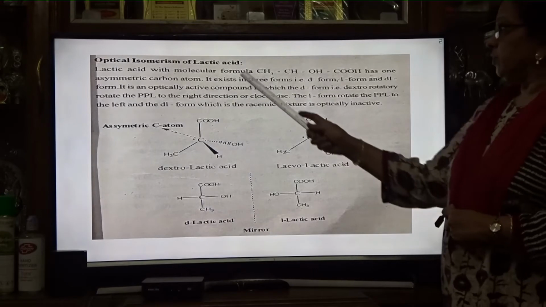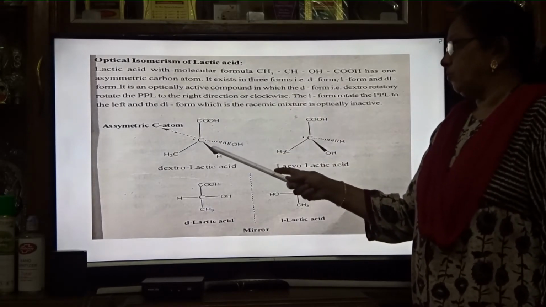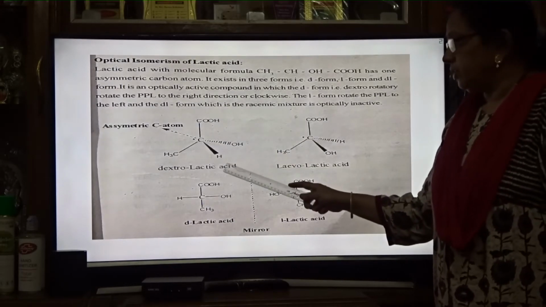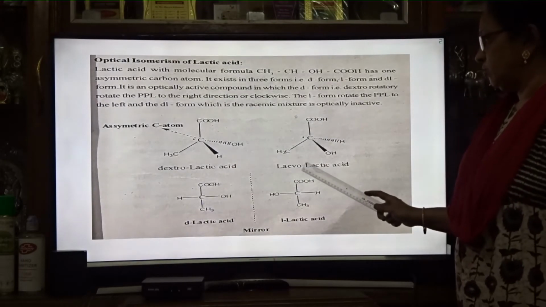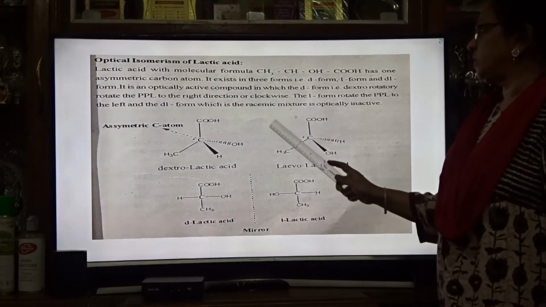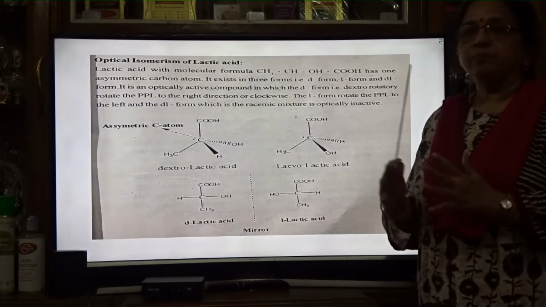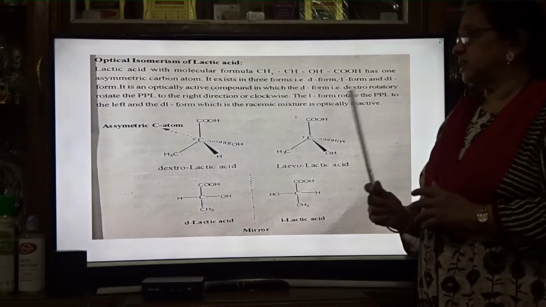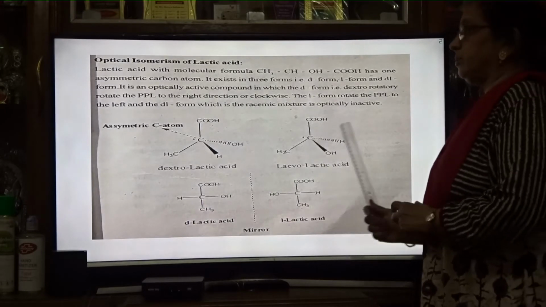So what is optical isomerism? We should say its forms. It has an asymmetric carbon atom. It has the dextrorotatory form, which rotates the plane polarized light PPL to the right. It has the levorotatory form, which rotates the plane polarized light to the left, and a mixture of D and L forms, that is known as DL or racemic mixture. What is a racemic mixture? D and L forms in equimolar proportion. This is known as DL form. So it exists in DL form, dextrorotatory form, and also levorotatory form.